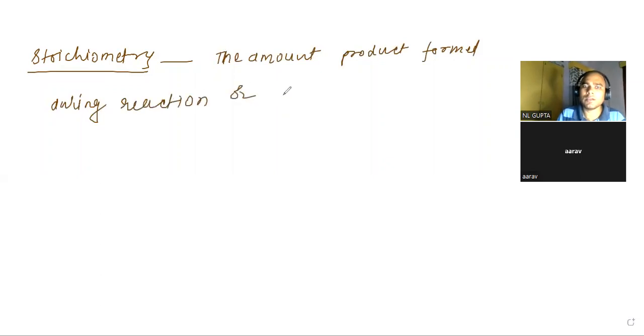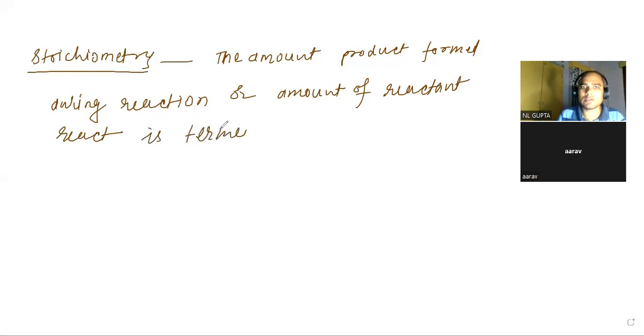Or they are saying the amount of reactant reacted is termed as stoichiometry. It means you got to know that stoichiometry deals with how much amount of any product is going to be formed. That we will deal with in terms of stoichiometry.